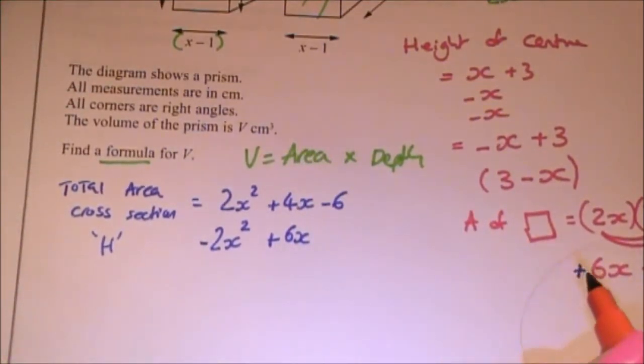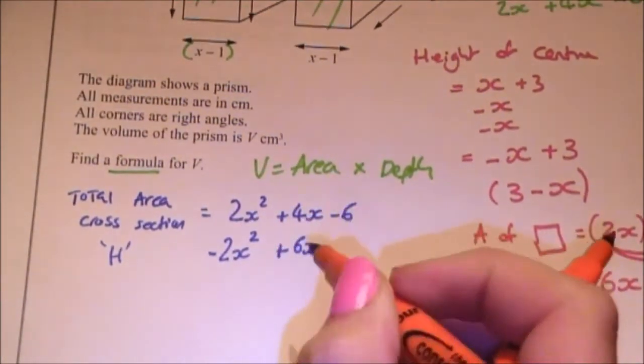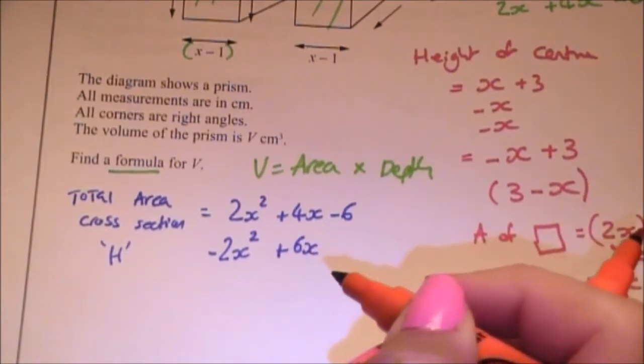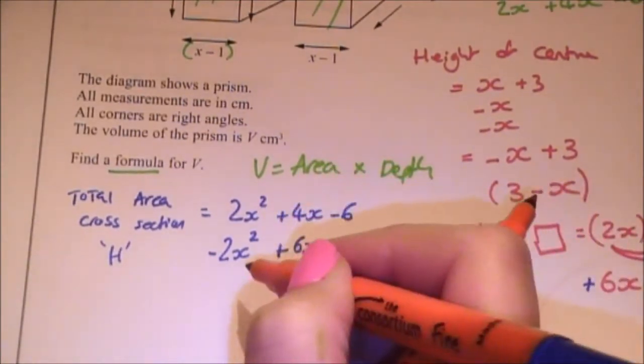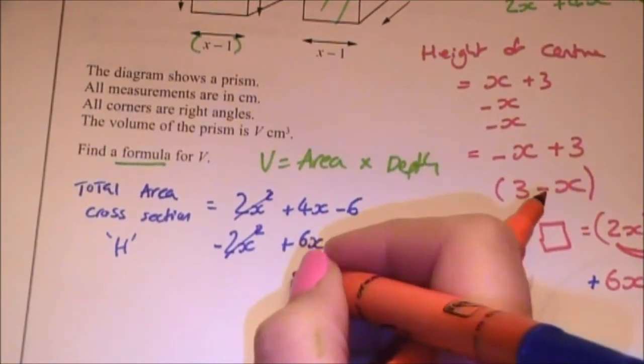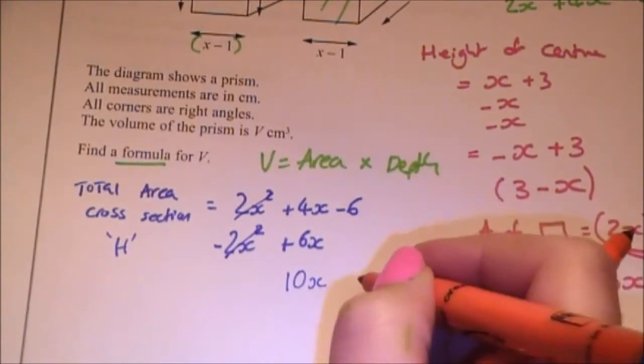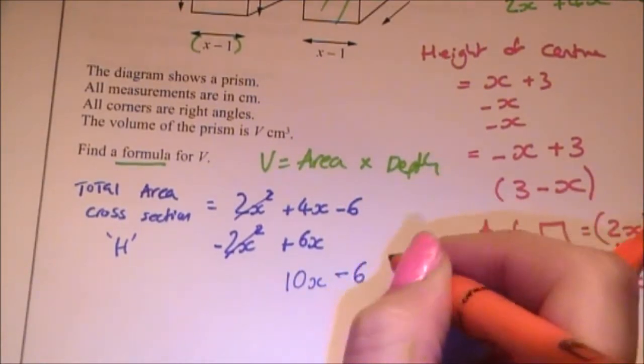The fact that I'm saying add the negative comes down to the fact that you're adding them, but it's overall a negative operation. So here I've got 2x squared, take away 2x squared, which leaves me with no x squareds. Here I've got 4x and 6x, which is positive 10x. I've not done anything to that negative 6 yet.